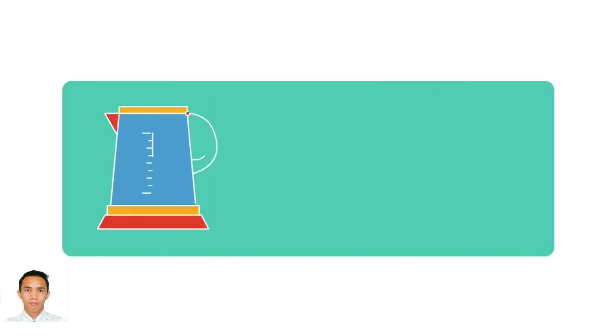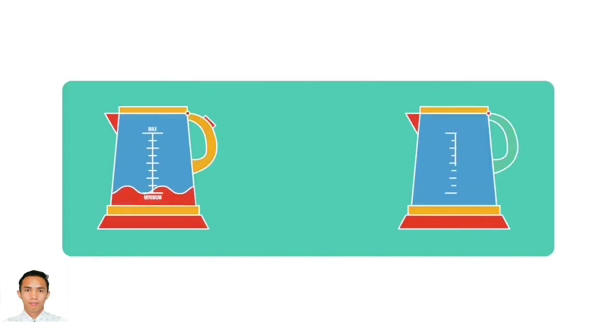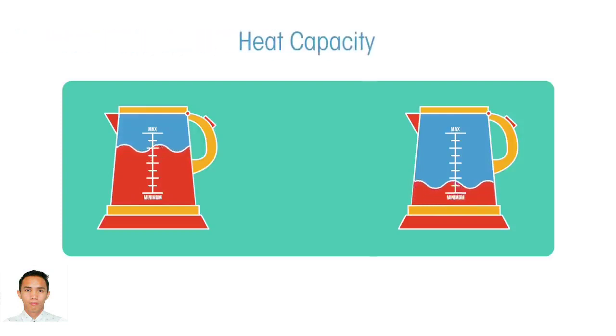You might have noticed that if you are trying to boil a lot of water, it takes longer than if you only wish to boil a small amount of water. This is all because of something called heat capacity. Keep watching to learn more.